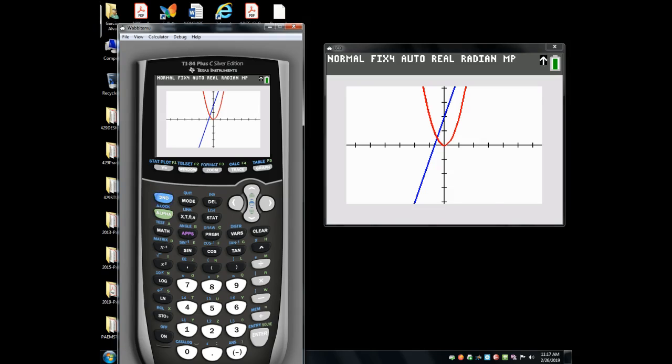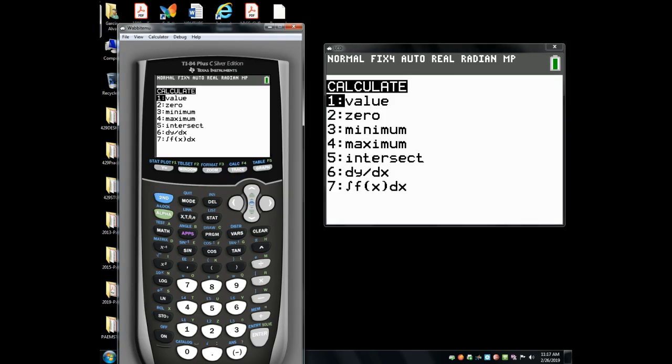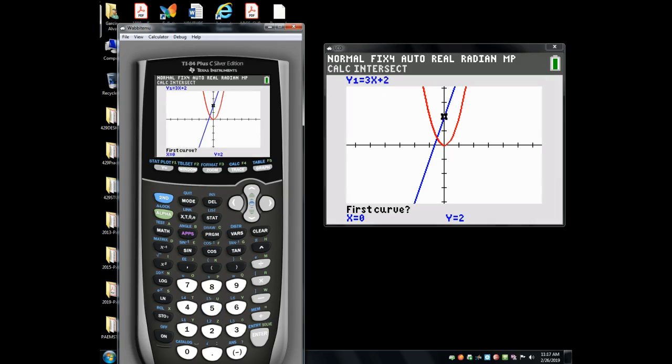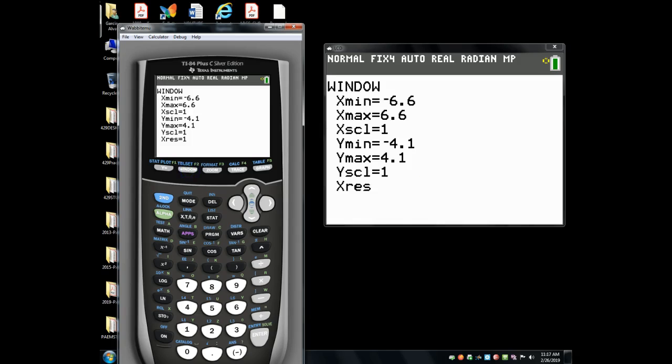Let's see. Second trace is calc. Intersect is 5. First curve is blue. Second curve is red. And the closest intersection point to there, I think, is negative 1/2, 1/2. Let's see. Enter. I don't have to guess. Yep, negative 0.5, positive 0.5. Perfect. The other root was 2, 8. That's off the screen, so let's make the window a little bit bigger in Ymax.